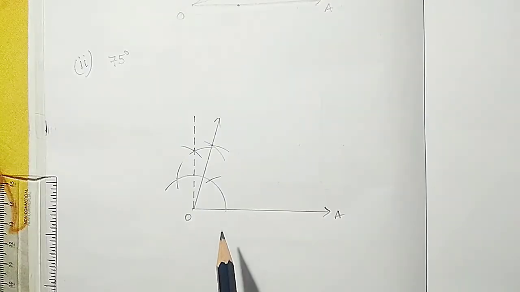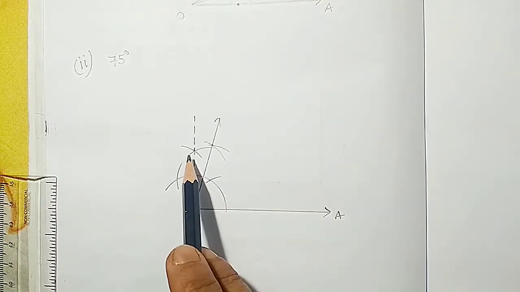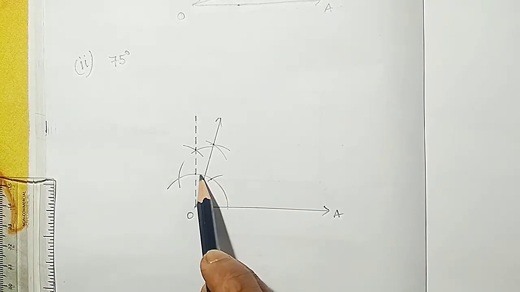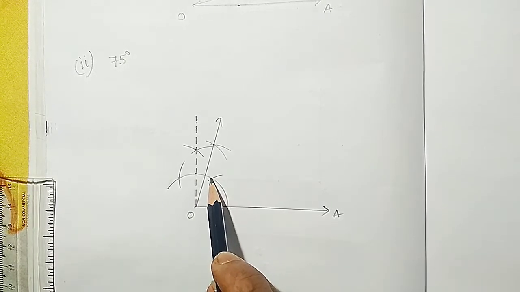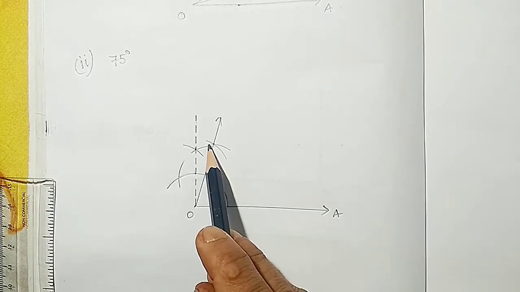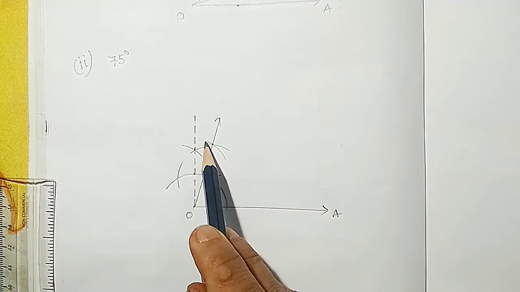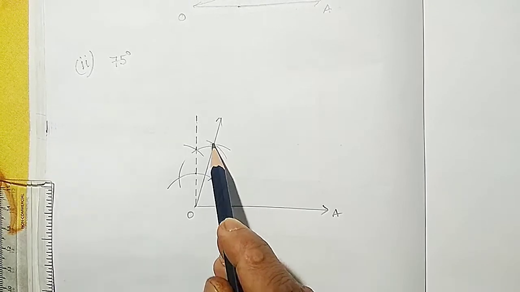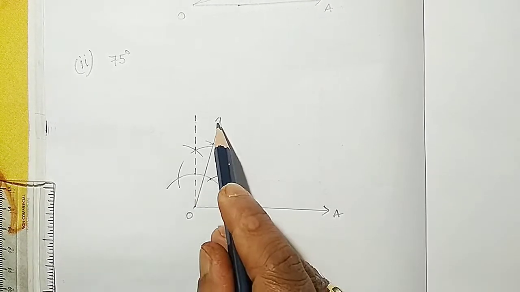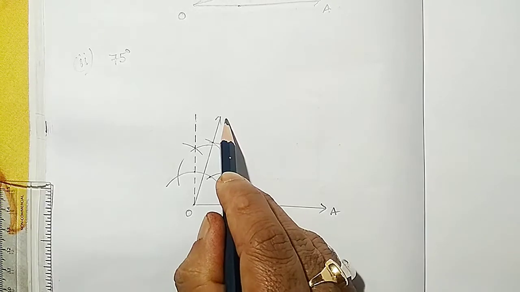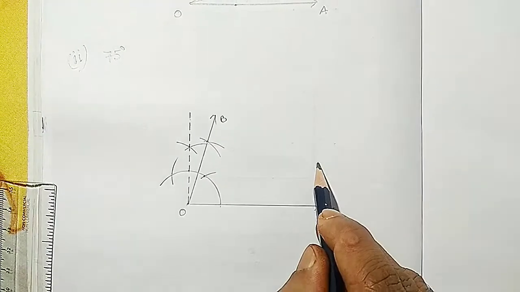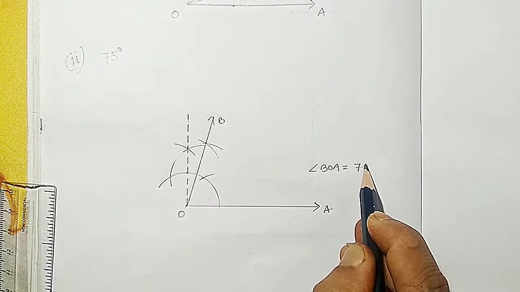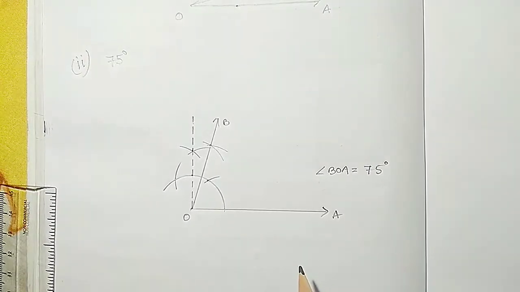What I have done, first of all I have drawn 90 degrees. After that, this 60 and 90, this part I have bisected. First I have placed the compass here, I got this arc. Again from this point I got the second arc. The points where the arcs intersected, this point and the vertex I have joined, and I got, suppose this ray is B, then angle BOA equals 75 degrees. I hope this one is clear.